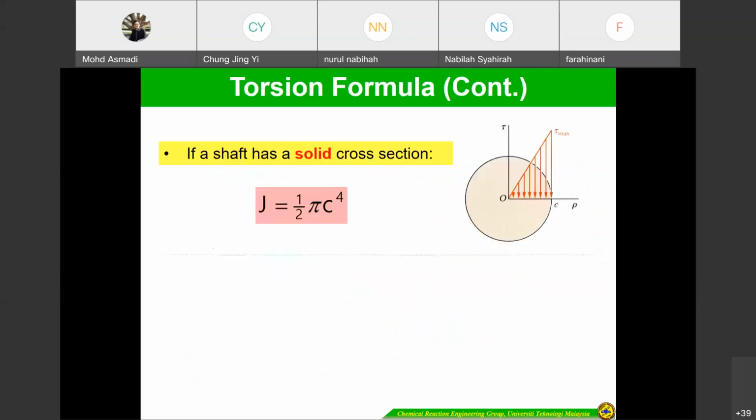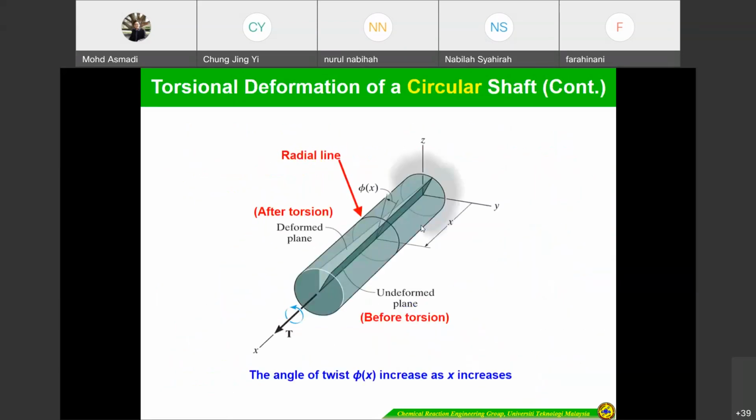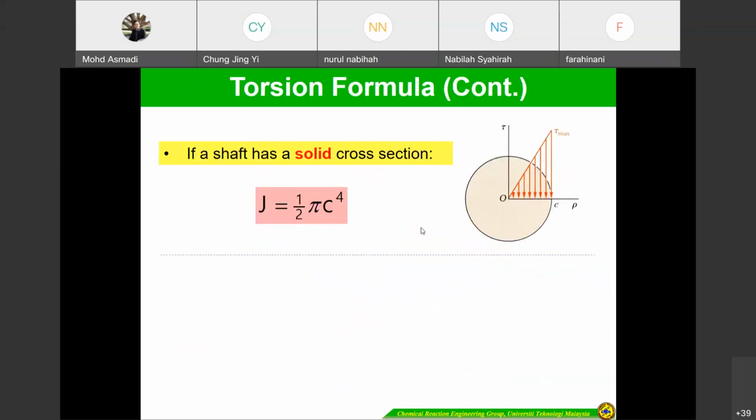This is the equation to determine J. If you look at here, this is C1 and C2. This is tau minimum, meaning that tau minimum is around here and tau max is here. Okay, the equation that you have to remember is this one. This is the equation that you have to know how to use.